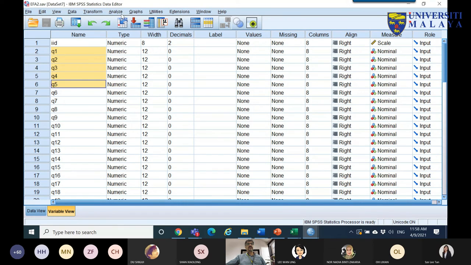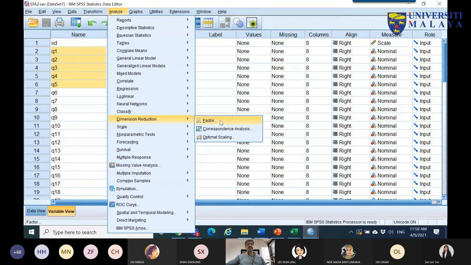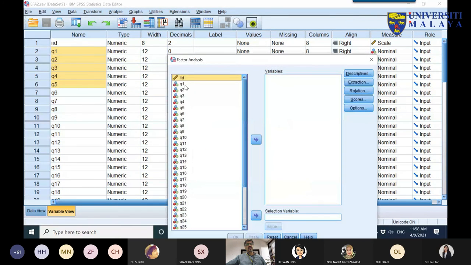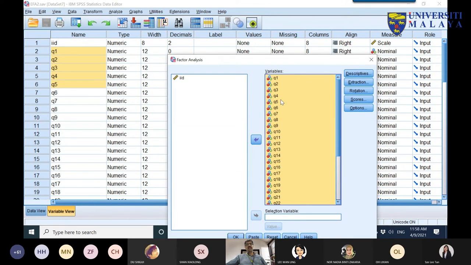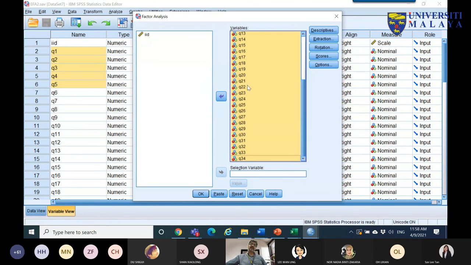So in order to do the factor analysis in SPSS, you go to dimension reduction. Under dimension reduction, we have factor and also correspondence analysis. Correspondence analysis is a kind of factor analysis for nominal data. Factor analysis is only applicable for quantitative data. So for all these items, we want to look at the dimensions that can be found under these 34 items.